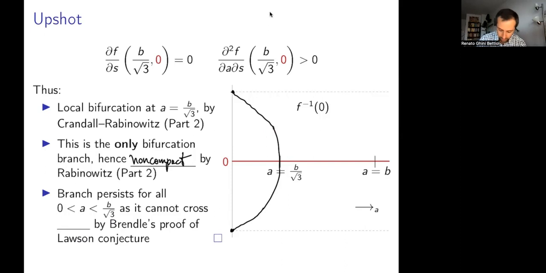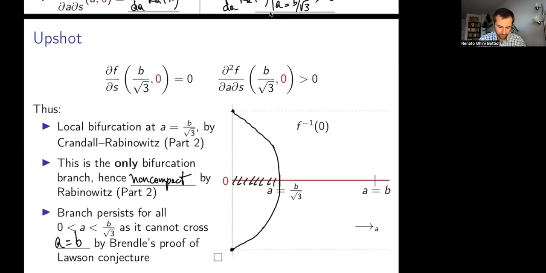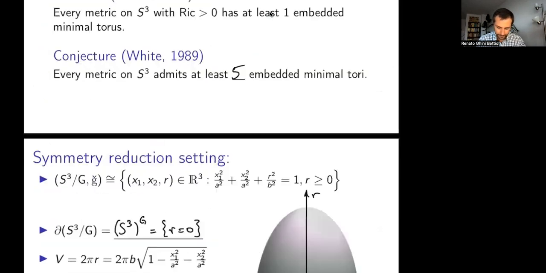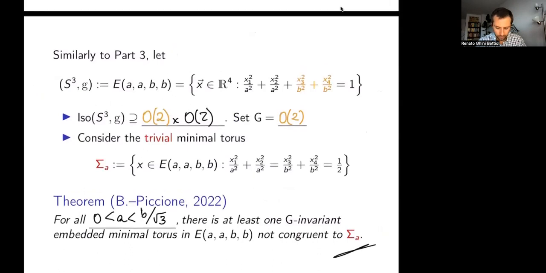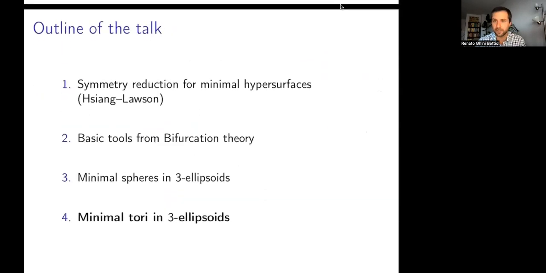So the branch persists for all values less than b over square root of 3, as it cannot cross A equal to B, as I mentioned, by Brendle's proof of the Lawson conjecture. Okay, so this completes the proof of this theorem that there's at least two solutions. There's the trivial one and the one that bifurcates. Okay, and that concludes the fourth and last part of the talk.